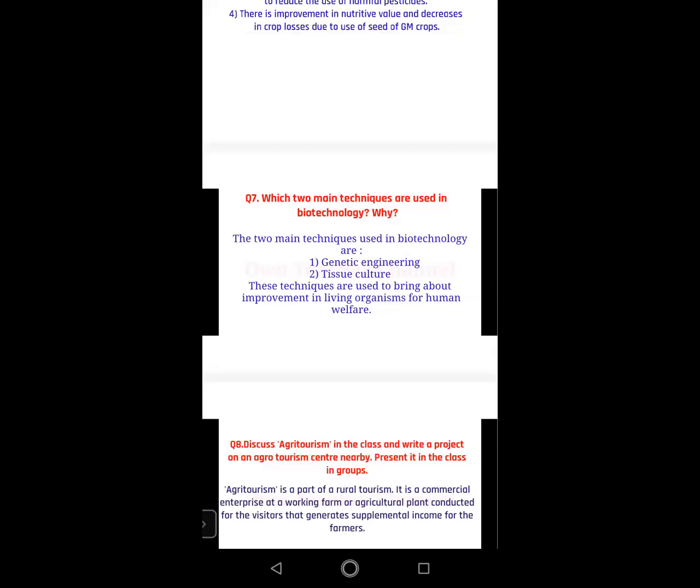Human welfare means क्या होता है? Human की भलाई के लिए. Okay, उनकी अच्छाई के लिए, उनकी भलाई के लिए बोलते हैं. These techniques are used to bring about the improvement in living organisms for human welfare. ठीक है? These are the two main techniques. 2 marks question is this. Okay.